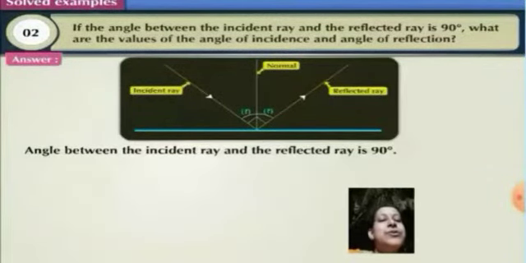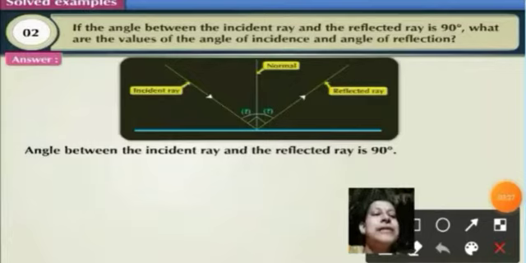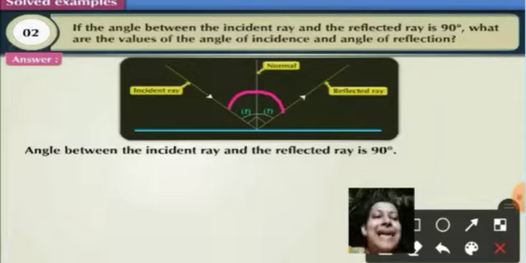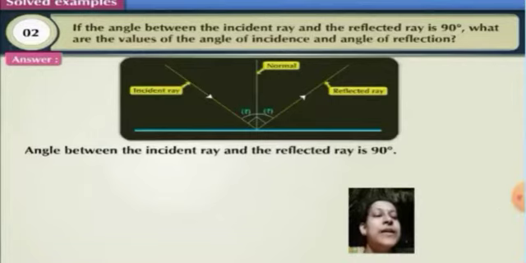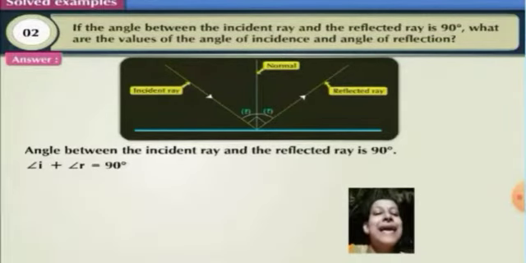Angle between the incident ray and the reflected ray is given as 90 degree. That means which angle is it which is making 90 degree? It is this angle over here which is making an angle of 90 degree. Okay, so this angle is given as 90 degree. Fine. So now we have to find out from these given things what are the values of angle of incidence as well as the angle of reflection. So the given what we have written over here is angle between the incident ray and the reflected ray is 90 degree. Therefore angle I plus angle R is equal to 90 degree, right?